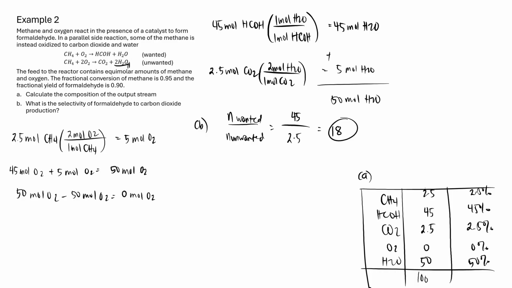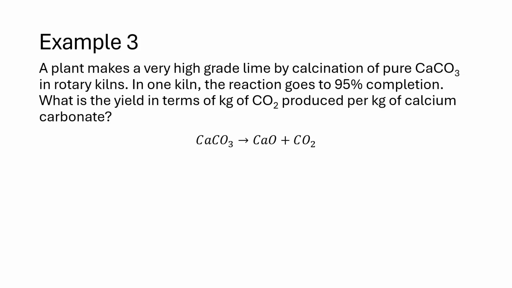Okay. I think I have one more for this one. Yeah. A plant makes a very high grade lime by calcination of pure calcium carbonate in rotary kilns. In one kiln, the reaction goes to 95% completion. What is the yield in terms of kilograms of CO2 produced per kilogram of calcium carbonate? So it's just asking how much CO2 is produced per kilogram of calcium carbonate. So this is my reactor.